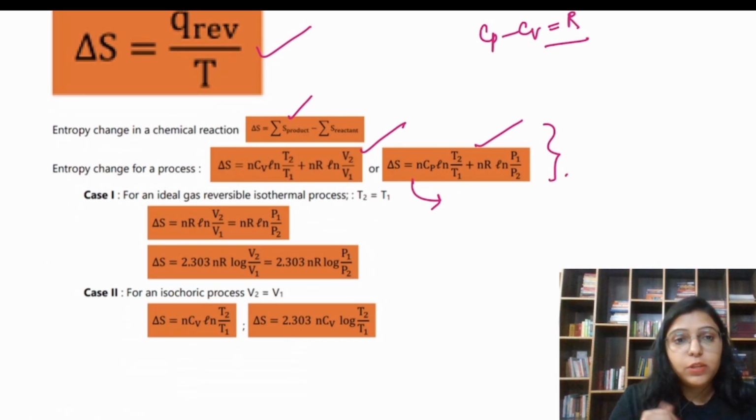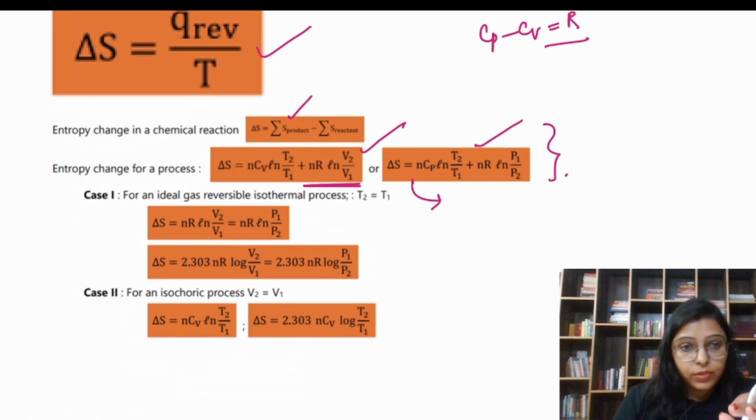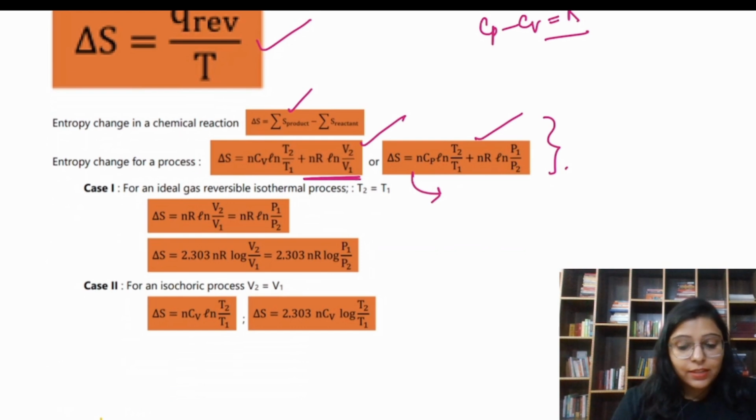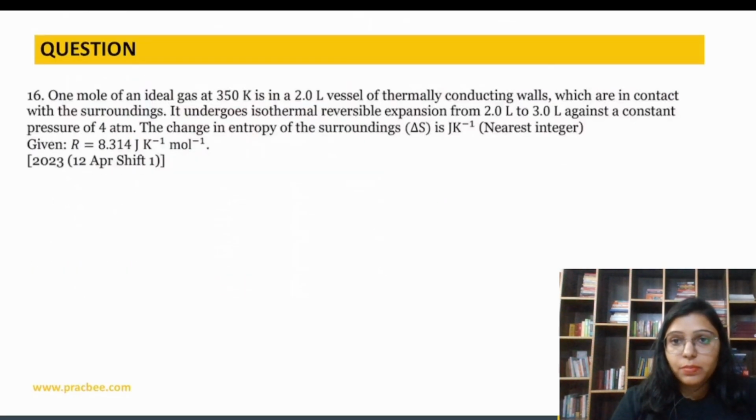Right, if the temperature is constant, so T1 is equal to T2, so delta S becomes nR ln V2 by V1. Right. So nR ln V2 by V1. Okay, so now let's discuss the questions of the second law of thermodynamics. So let's discuss question number 1.